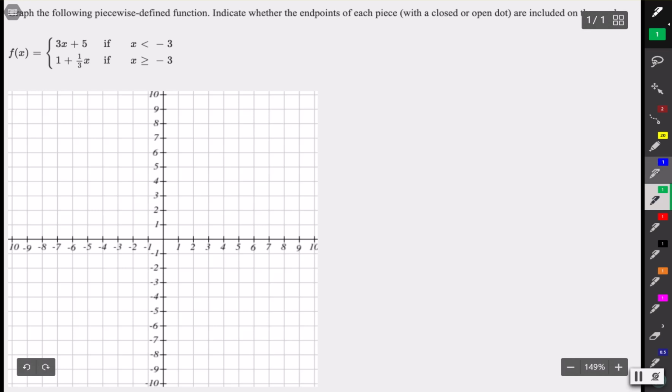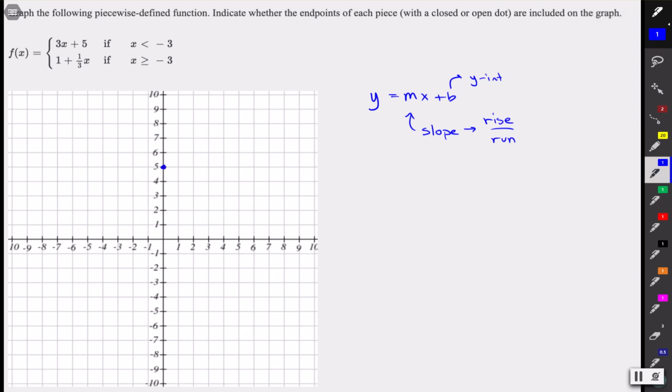So for instance, the first function, which has the graph 3x plus 5, that's just a straight linear equation in the form y equals mx plus b, where m is of course the slope, and slope is defined as your rise over your run, and b is your y-intercept. So we have a y-intercept of 5, so there's 5. We have a slope of 3, so that means my rise over run is 3 divided by 1. So I would go up 3 units, so 1, 2, 3, and over 1 to get to the next point.